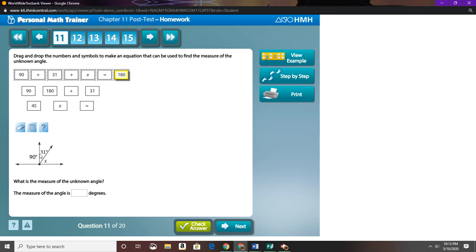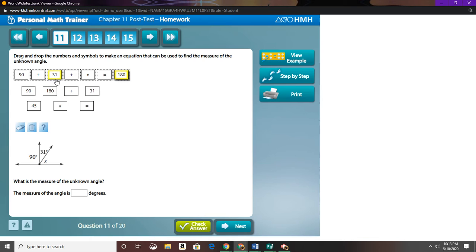You want to do 180 minus 90 plus 31 in parentheses, but they didn't give me those symbols here, so I have to realize that I can add this angle plus this angle plus this angle to get 180. Okay, then they want me to actually calculate it.